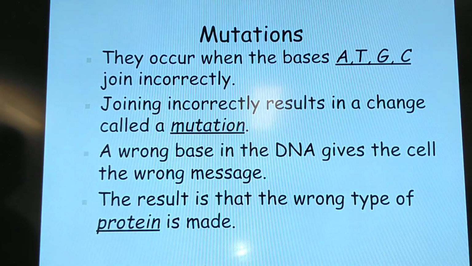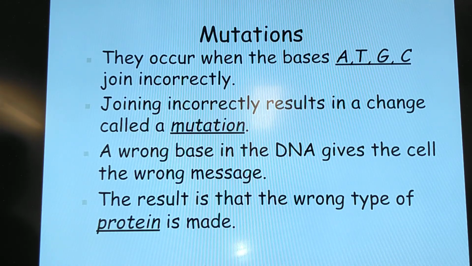So mutations. Sometimes in all of this copying of stuff, things get kind of out of order, or a base might get stuck on incorrectly, and we end up with what's called a mutation. They occur when the bases A, T, G, C are joined incorrectly. So joining incorrectly results in a change called a mutation. Okay, think about Teenage Mutant Ninja Turtles. They were exposed to chemicals that made things get out of whack, the bases misaligned, and they end up with mutations. Something that causes a mutation would be called a mutagen, as in Teenage Mutant Ninja Turtles. They're exposed to mutagen.